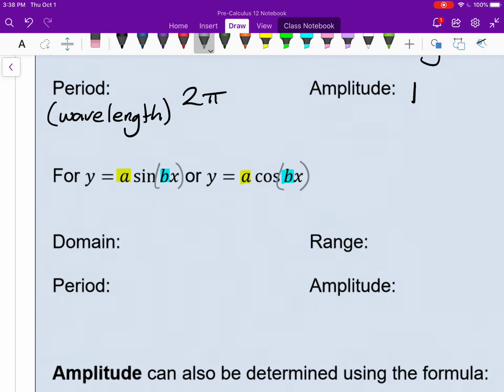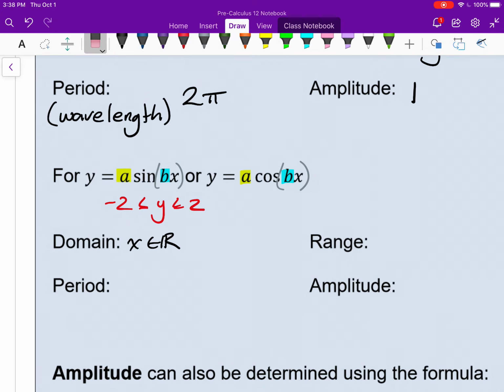So will either of these affect the domain? No. The domain is always going to be all real numbers. It doesn't matter if you stretch it, flip it, rotate it, squish it. The domain is always all real numbers. The range will change. For example, if I put a 2 right here, then my wave is stretched 2 times higher and 2 times lower. In that case, the range would be from -2 to 2.